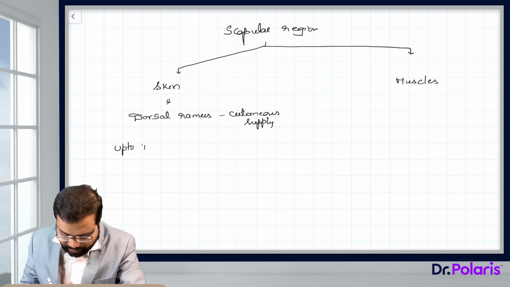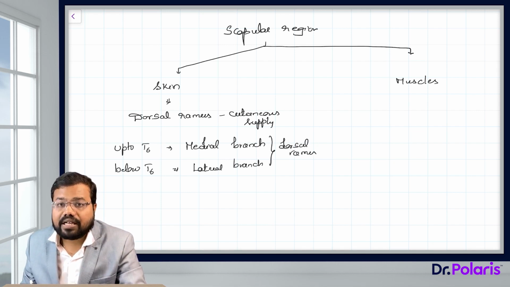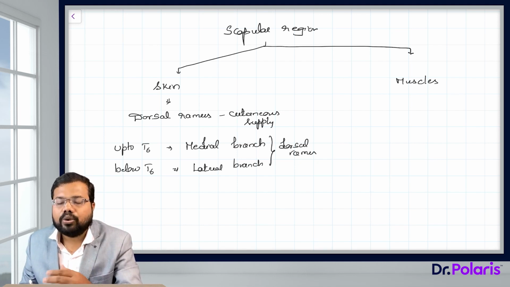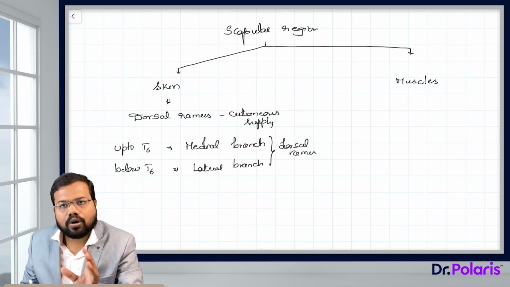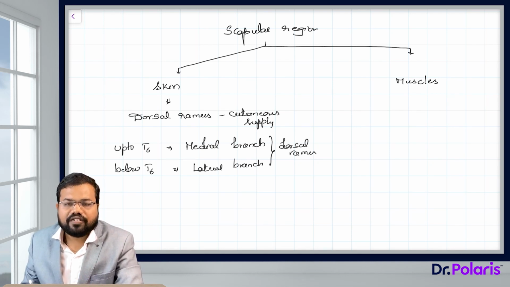Up to T6, it is the medial branch of the dorsal ramus that will give the cutaneous supply, and below the level of T6 it is the lateral branch of the dorsal ramus. So the dorsal ramus has a medial branch and a lateral branch. The medial branch supplies the top, up to the level of T6, and from T7 further below, it is the lateral branch of the dorsal ramus. All are supplied by the dorsal ramus only, whether it is the medial or the lateral branch; that is the only difference. Now coming to the fascia, it is thicker when compared to that of the anterior region. There is nothing extra to be remembered regarding the fascia.